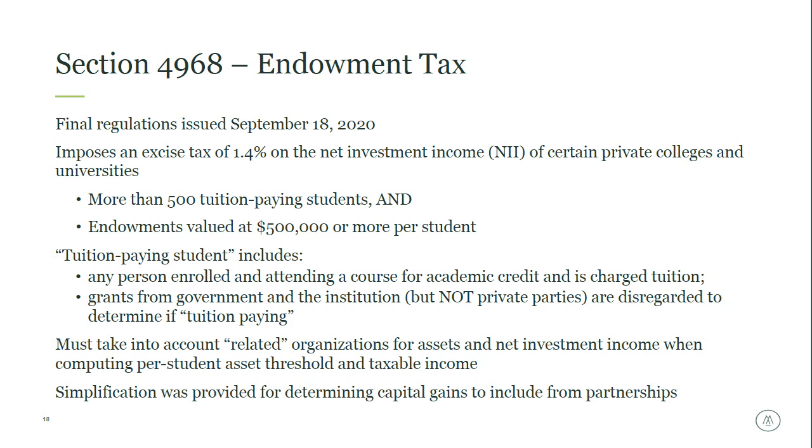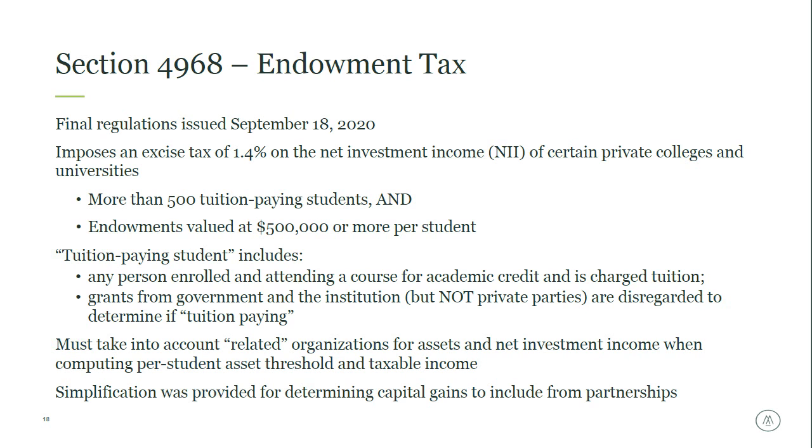So the final regs were issued in September of 2020, and one of the changes it contained was changing the definition of what a student is for this purpose. In the proposed regs, a student was defined as a person enrolled in a degree, certification, or other program leading to a recognized educational credential. Some commentators suggested that this definition should include all students attending the institution, even if they are not enrolled in a credential program. So the IRS acknowledged that some students may be attending college to improve job skills or for personal enrichment. So they changed the definition of a student in the final regs to say that a student is a person who is enrolled and attending a course for academic credit and who is being charged tuition.